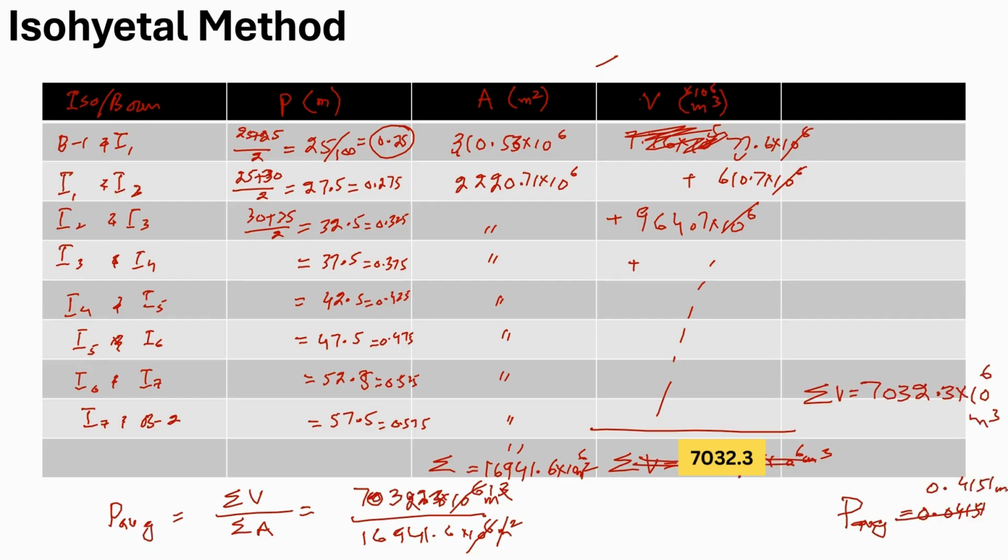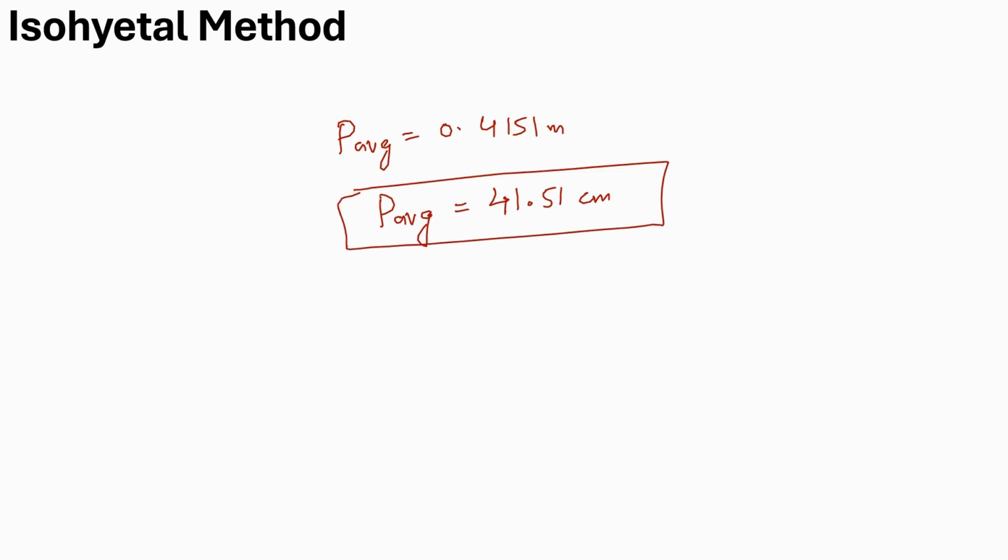And when we divide, P average will be equal to 0.4151 meter. So we have an average precipitation of 0.4151 meter, and if we convert it into centimeters, because our original precipitation was in centimeters, it will be 41.51 centimeter by multiplying it with 100. So this is the isohyetal method to determine the mean precipitation over a catchment area.